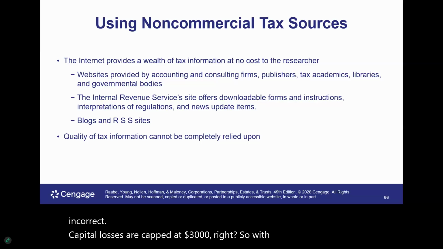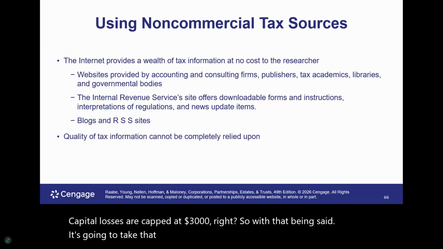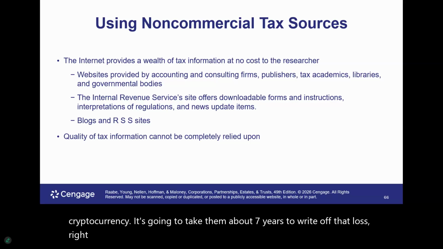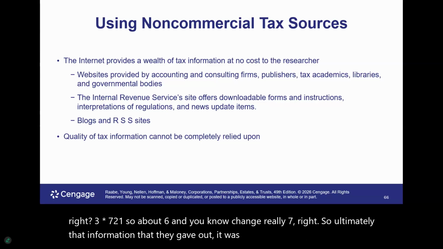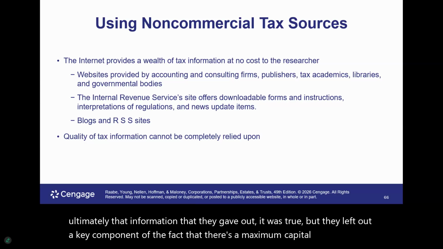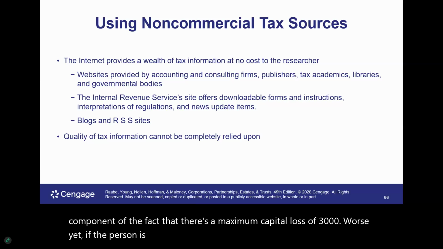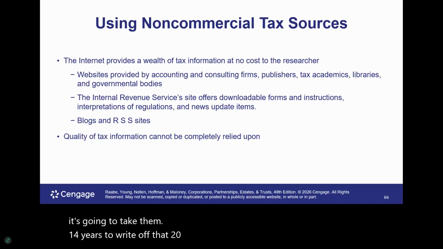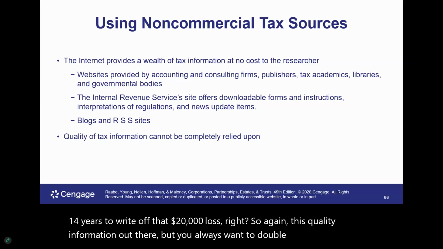So with that being said, let's say they never engage in any other cryptocurrency, it's going to take them about 7 years to write off that loss, right? 3 times 7, 21. So about six and change, really seven, right? So ultimately, the information that they gave out was true, but they left out a key component: the fact that there's a maximum capital loss of $3,000. Worse yet, if the person is filing married filing separate, it's half of that. So it's going to take them 14 years to write off that $20,000 loss, right? So again, there's quality information out there, but you always want to double check and verify the information.